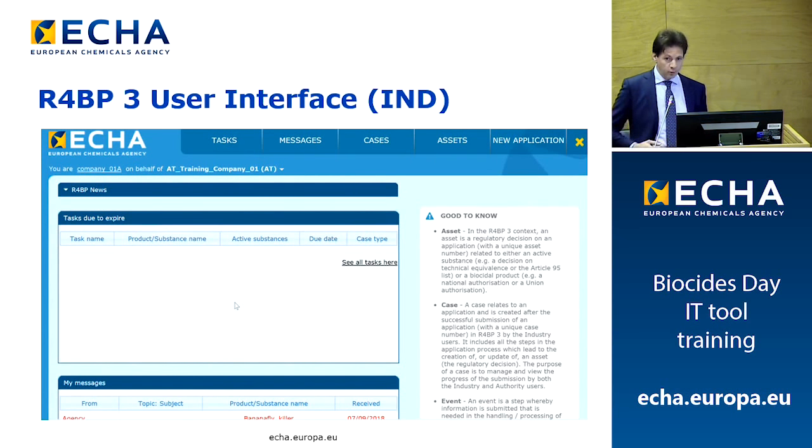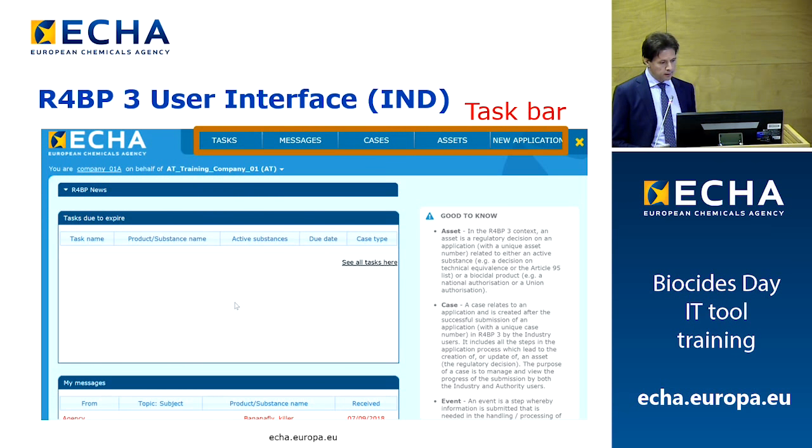There are two environments that are made available by ECHA. The first one is the one for industry that you should be more used to seeing, because this is the one which you should be using in principle. And the layout of the landing page contains different parts. The first one and the most important is the one highlighted here, the taskbar, where you have all the most important functions that R4BP3 can give.